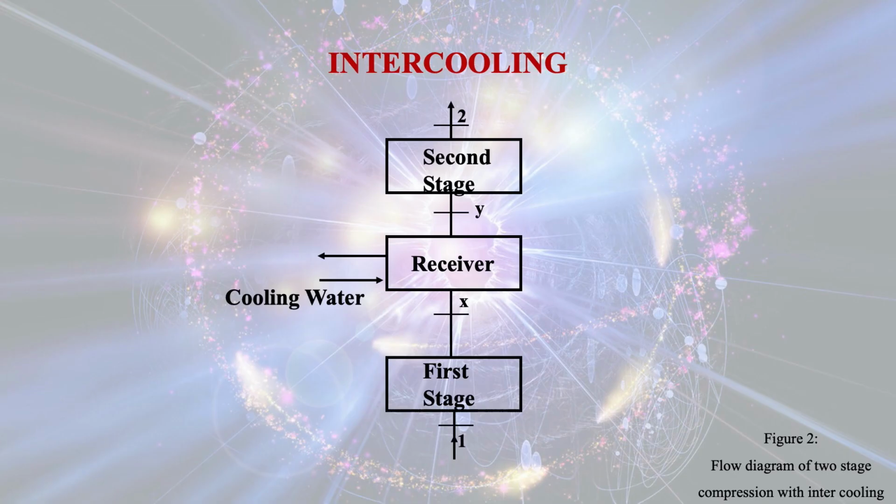Now, this is the process of multi-stage compression with intercooling. So you see that the initial state of air, before the first stage, is at stage 1, where the temperature is T1 and the initial pressure is P1. At the end of the compression, the pressure is Px and the temperature is Tx. That is, the final temperature at the end of first stage compression is Tx, which is greater than T1.